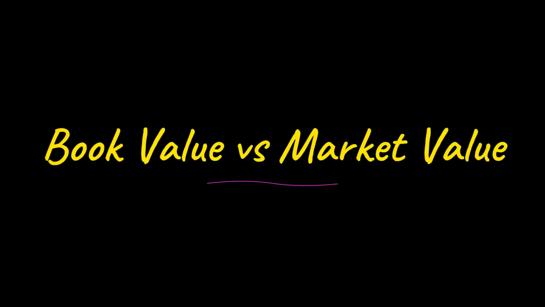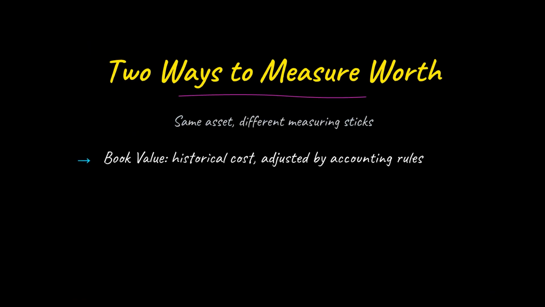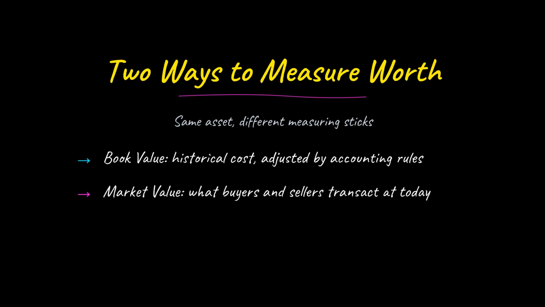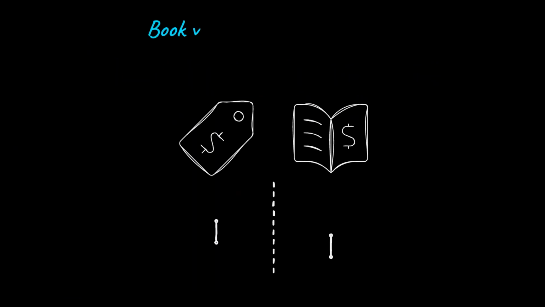Book value and market value both describe what something is worth, but they use completely different frameworks to get there. Understanding the gap between them is one of the most fundamental skills in financial analysis. Book value comes from financial records, what was originally paid, adjusted for depreciation and accounting conventions. Market value is the live price set by current supply, demand, and expectations. The two can be close or dramatically far apart.